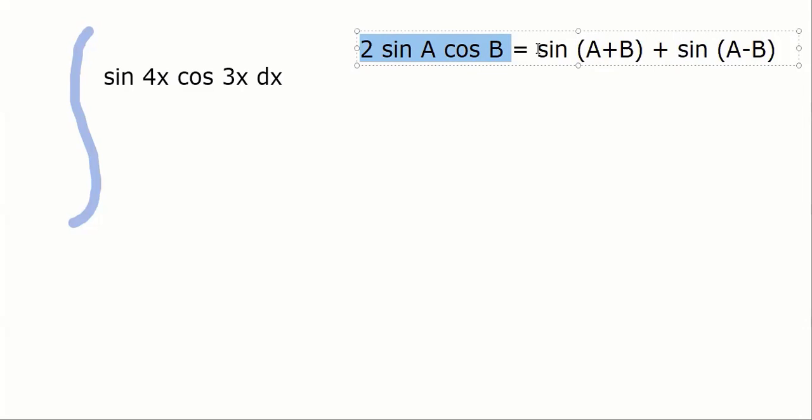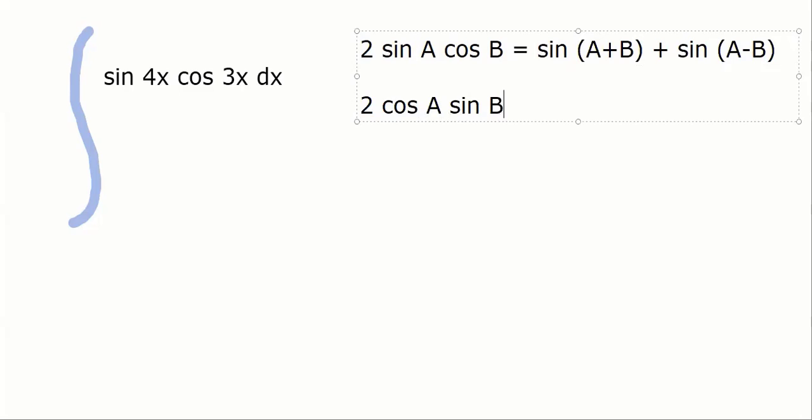When we have 2 sin a cos b, we can write sin 4x cos 3x in the form of a plus b and a minus b. And you can also use 2 cos a sin b, 2 cos a cos b. Maybe I'll write here, you can take a screenshot. That will be very handy for you. 2 cos a sin b is given by sin of a plus b minus sin of a minus b.